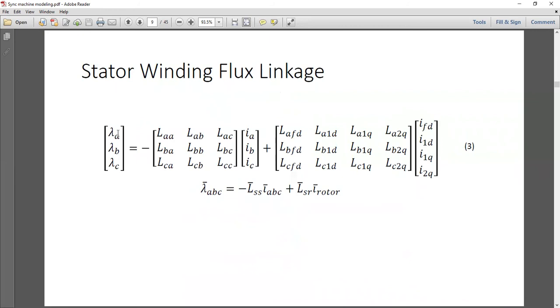So what is lambda A? How many coils are there in total?